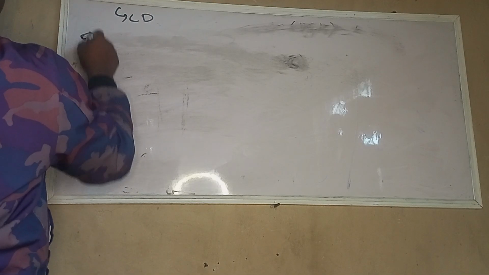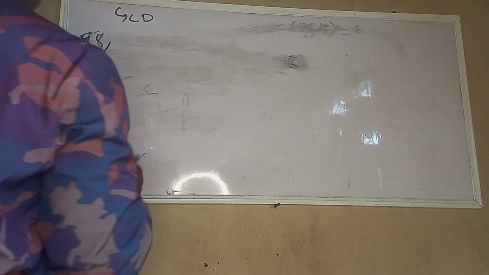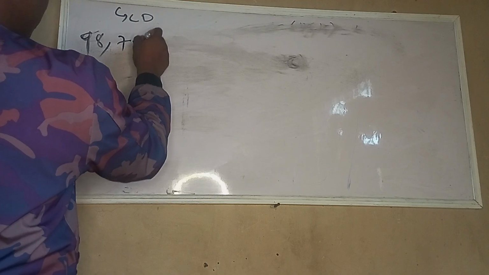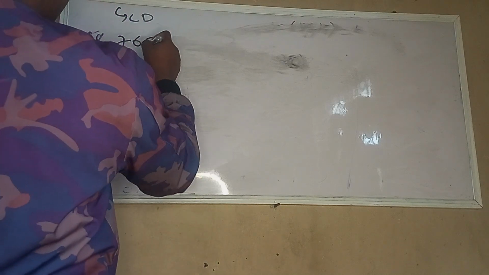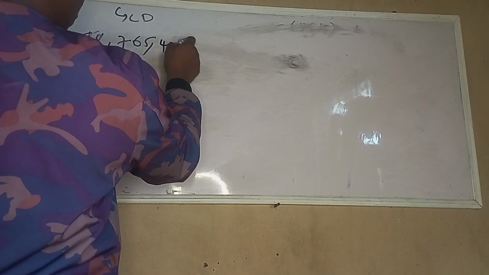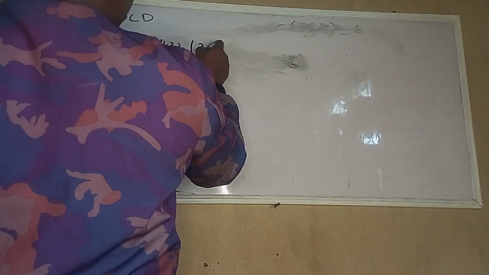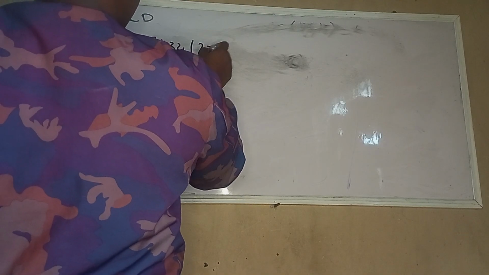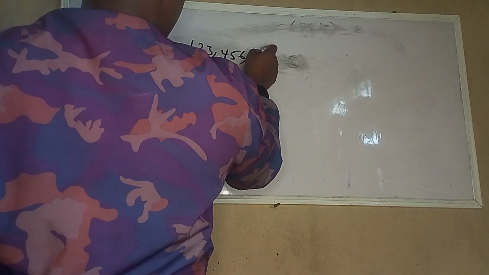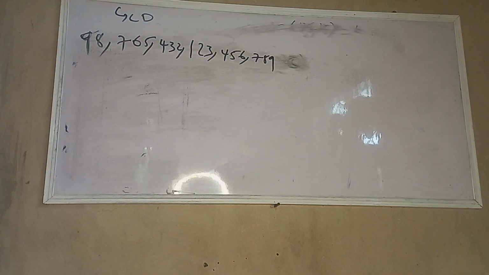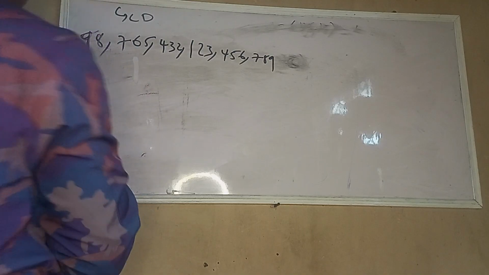So let us find the GCD of 98 quadrillion 765 trillion 432 billion. Okay, I'm copying the mistake.